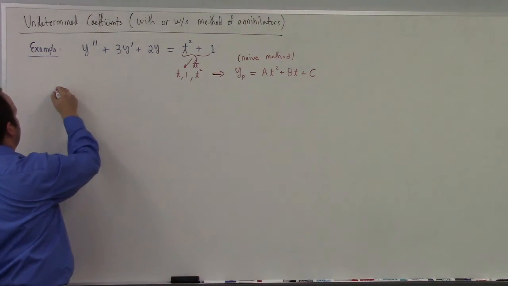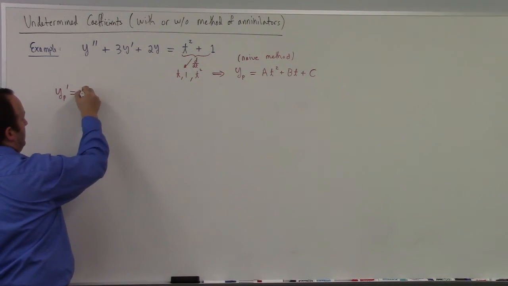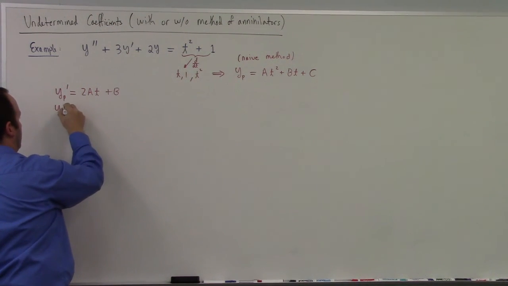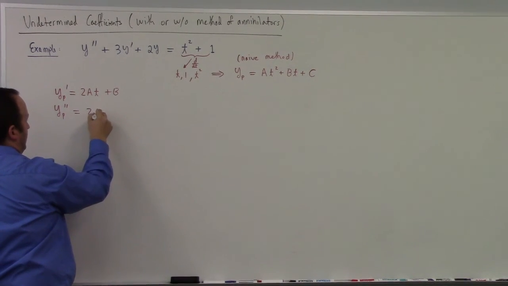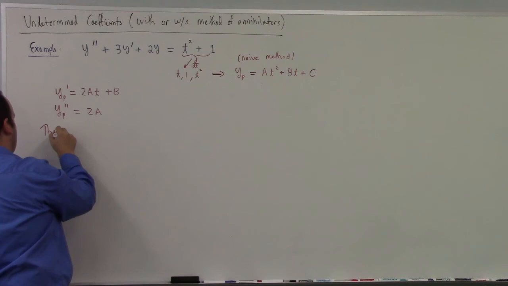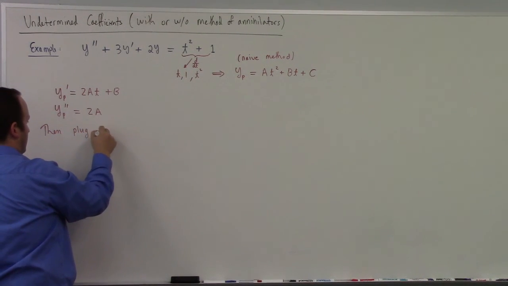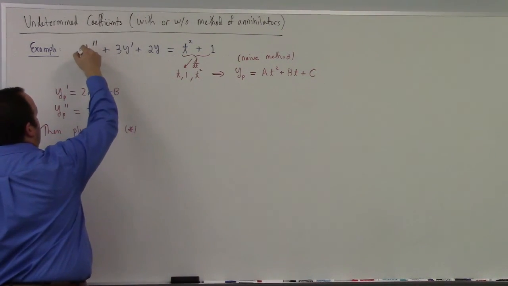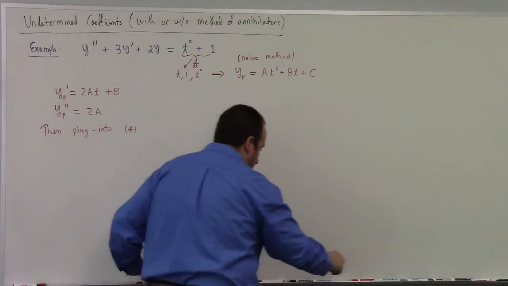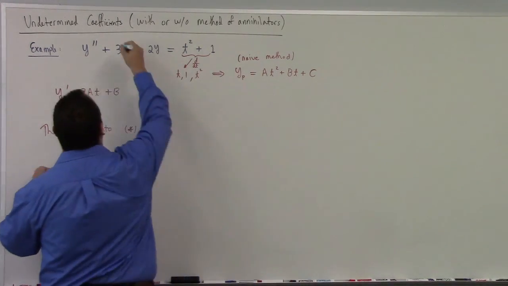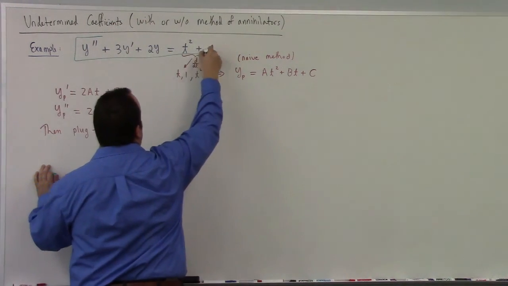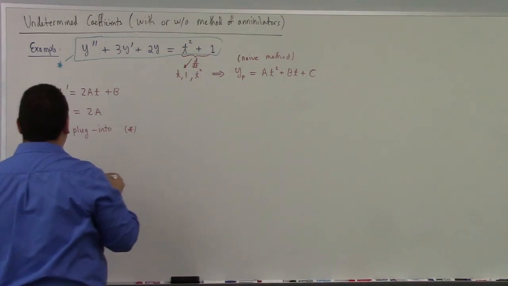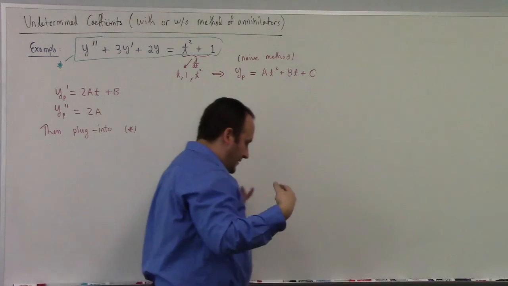So what's yp'? It's 2at + b, and yp'' is just 2a, right? Then let's plug that into the given differential equation here. Let me give this thing a name. Who says name calling isn't useful? Star. See, I made it famous. All right, then what? Gather our thoughts.